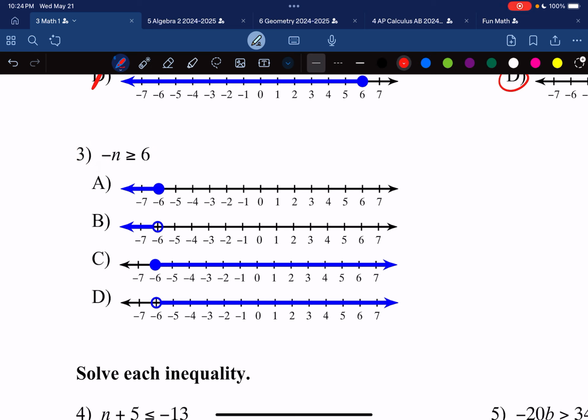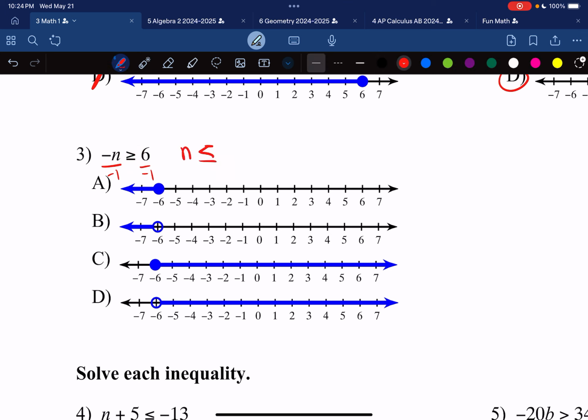I am just going to divide by -1. That's what most students will do because they see this as a -1 times an n, and the opposite of multiply by -1 is divide, right? So divide by -1, divide by -1, both of them are fine. Whenever we multiply or divide by a negative, we are always going to flip this sign, and it becomes a less than or equal to.